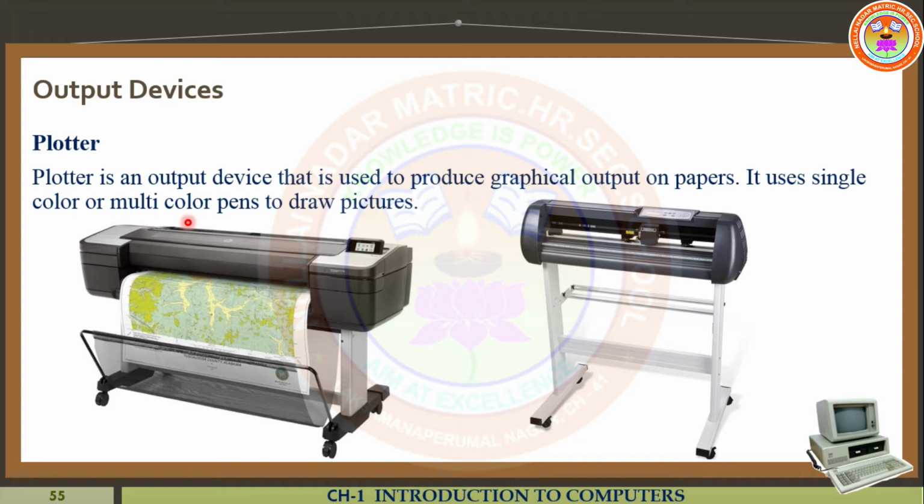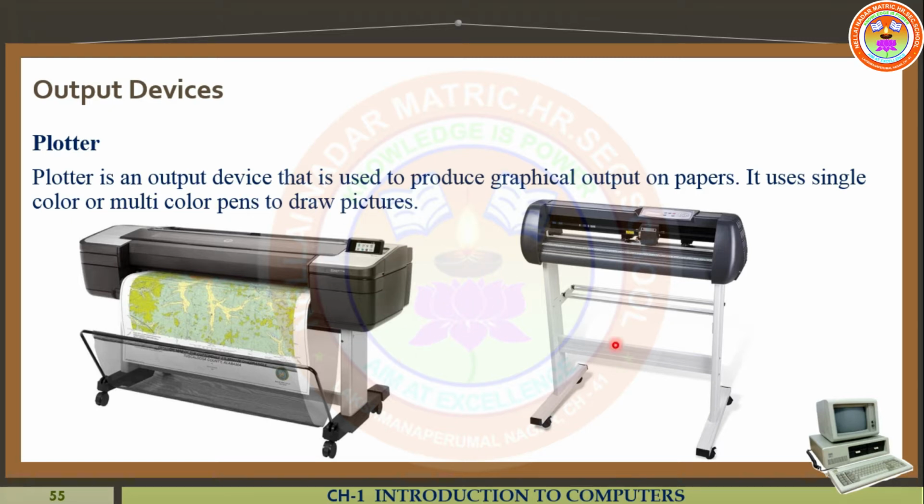The next output device is the plotter. What is a plotter? A plotter is an output device that is used to produce graphical output on paper. It is mainly used for what purpose? To make banners or flex. It uses single color or multicolored pens to draw the pictures. Most printing studios or printing companies use these types of plotters. This is a small one, but many big plotters are there, mainly helpful for printing colorful documents.